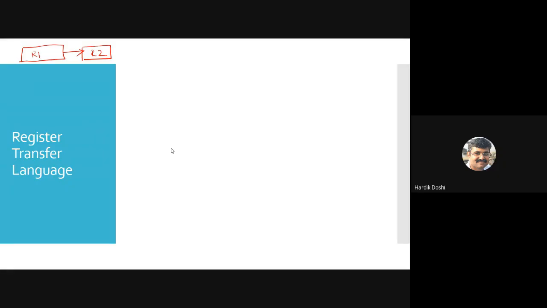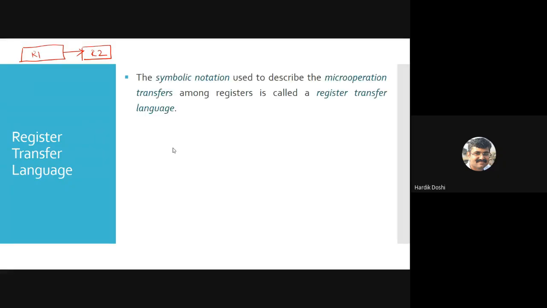Fine. So let us define the register transfer language. It is a symbolic notation used to describe the micro operation transfers. Read the definition carefully. Symbolic notation. See, what is register transfer language? It is a symbolic notation used to describe micro operations carried out among registers. That's why it is termed as register transfer language.